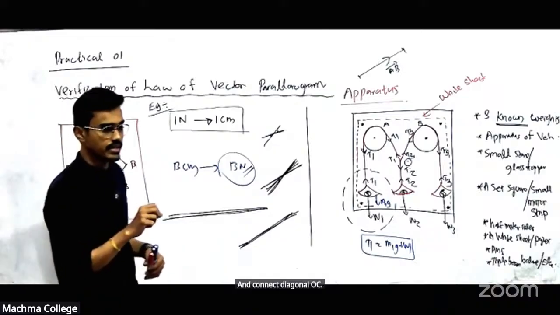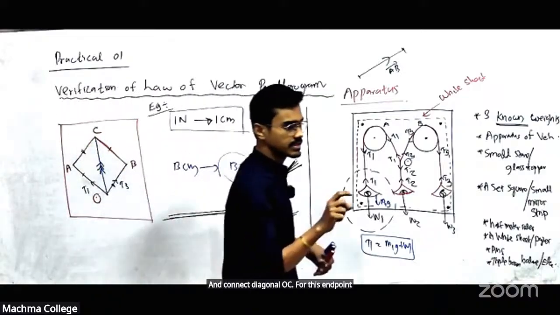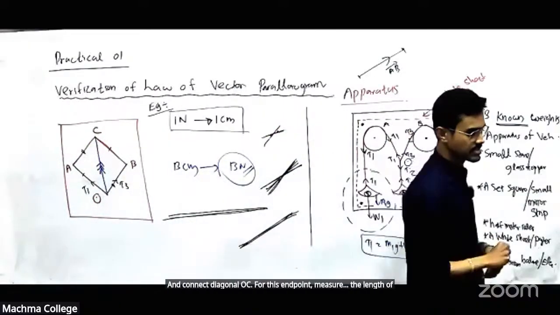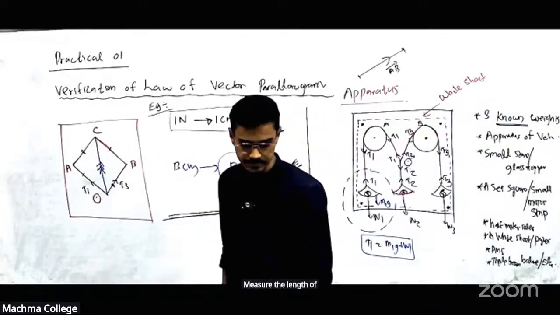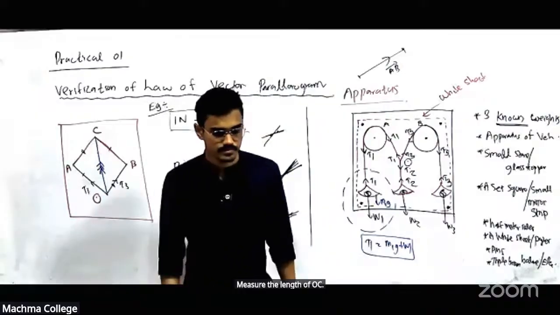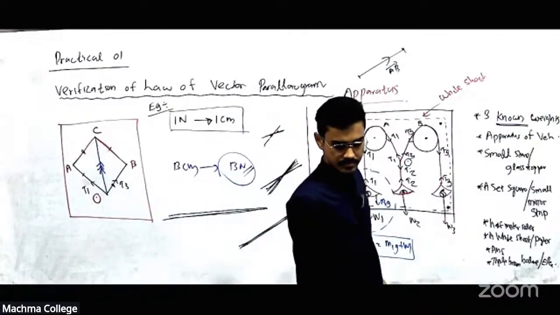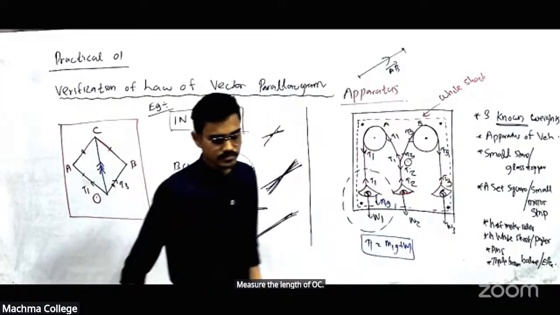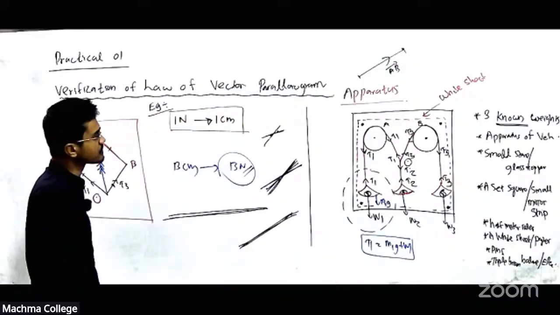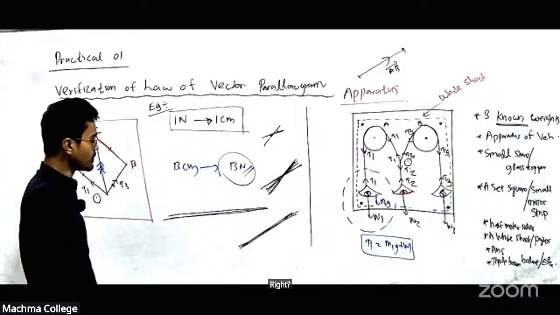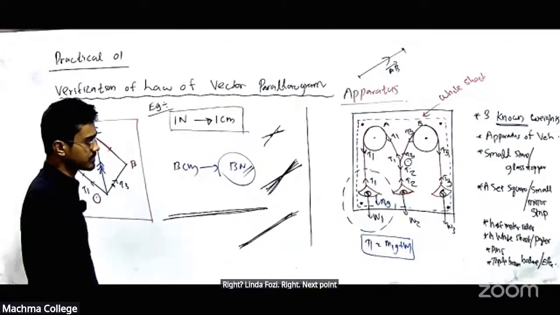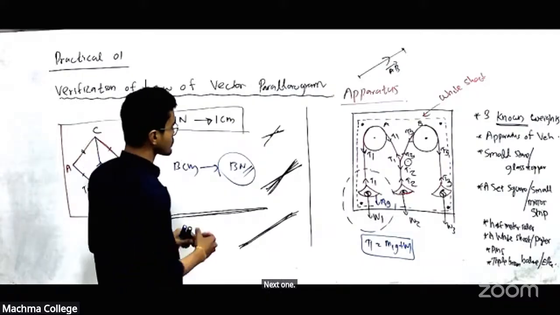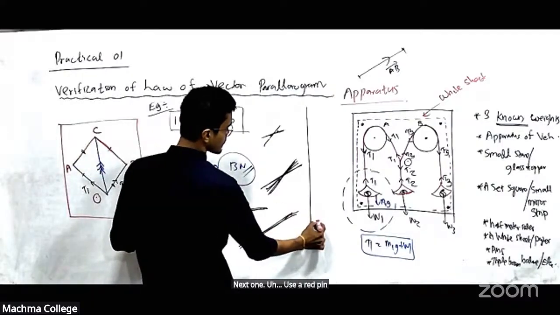For the same point, measure the length of OC. Right. Next point. Use a red pen and write down with an asterisk mark.